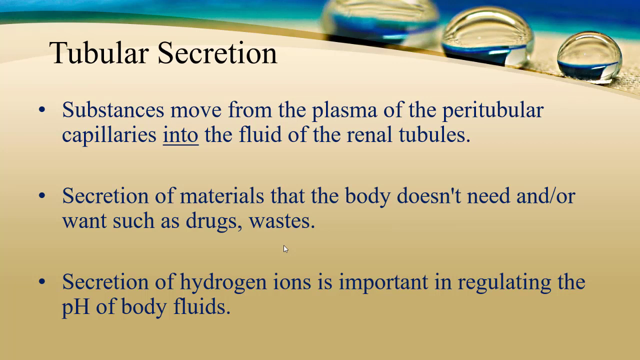Now this is where you have substances moving from the plasma of the blood capillaries, the peritubular capillaries, going into the renal tubules. So material is being secreted into the renal tubule. So don't confuse tubular reabsorption and tubular secretion. Now this will happen when the body does not need or doesn't want certain materials, such as excess water or drugs or waste. And the secretion of hydrogen ions is an important method of regulating the pH of body fluids.